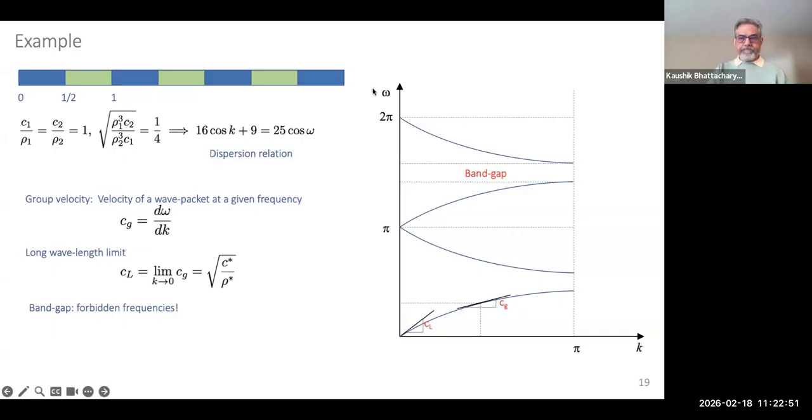Can you have a band gap if your medium is random, or is that not possible? I'm sorry, I didn't hear you. You were breaking up. If the microstructure is random, can there still exist a band gap, or is that only if it's periodic?